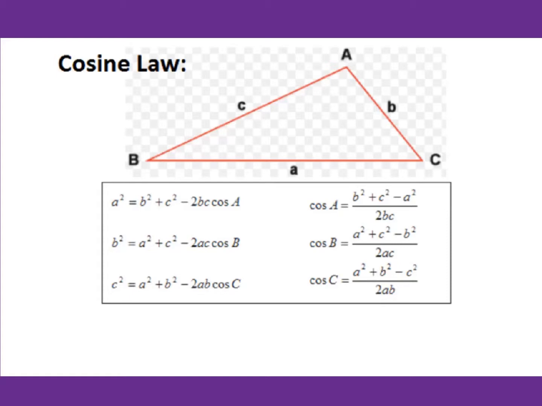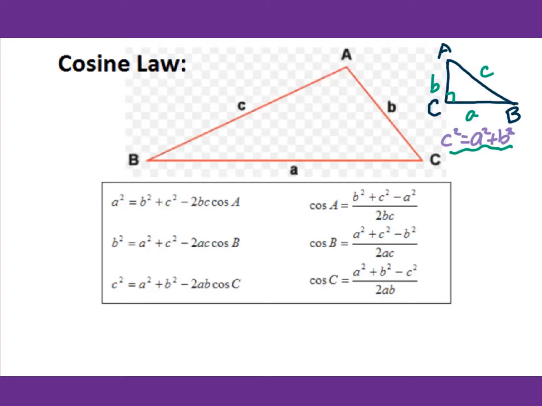Today's lesson is about cosine law. Cosine law is used to deal with any triangle. We know for a right triangle, we have the Pythagorean theorem, that is c squared equals a squared plus b squared. Cosine law is not only applied for right triangles, but also for the other triangles.